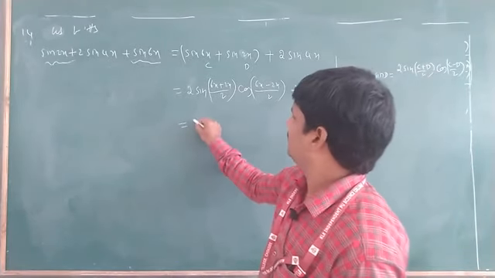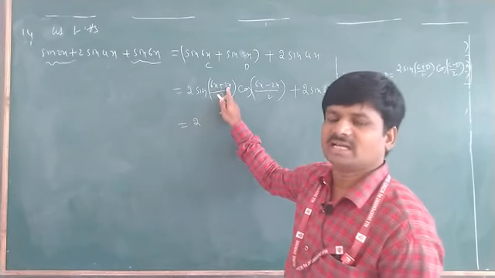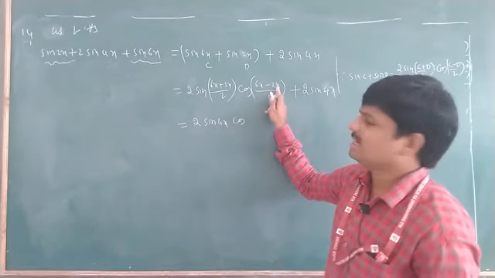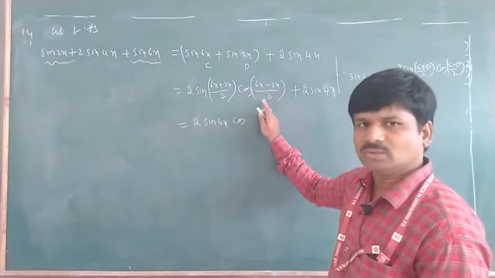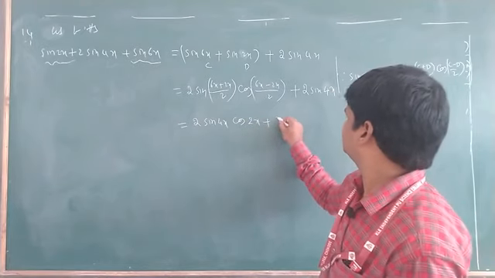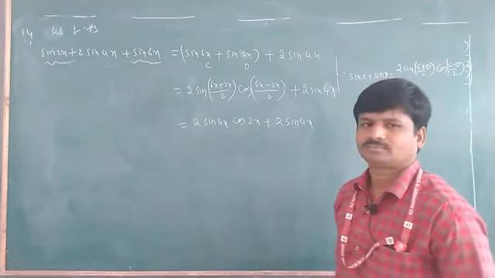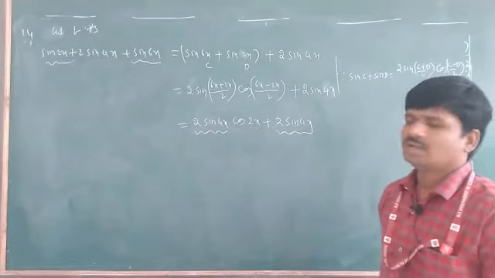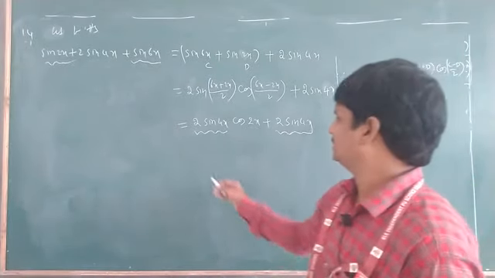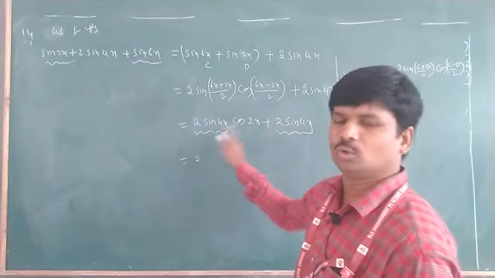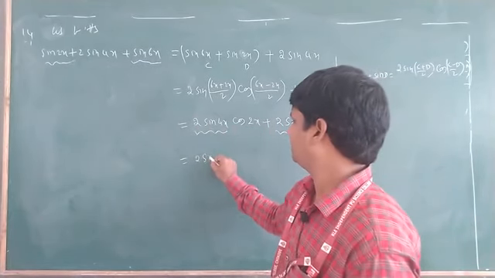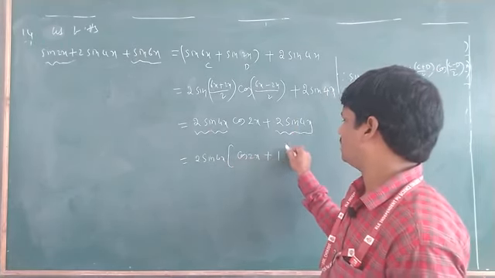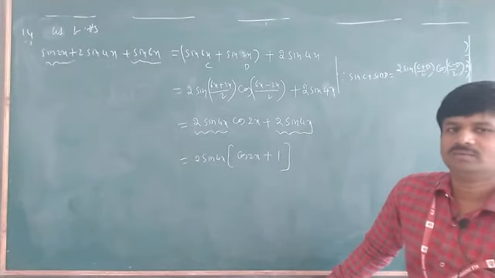Next, observe here: 2 sin of (6x plus 2x) by 2, that is 4x, so sin 4x, into cos of (6x minus 2x) by 2, that is 2x, plus 2 sin 4x. Here 2 sin 4x is there, and here also 2 sin 4x is there. Can we take 2 sin 4x common? Yes. Taking 2 sin 4x common, what is left is cos 2x plus 1.